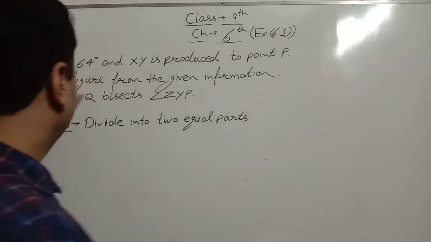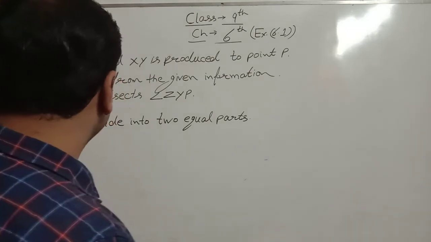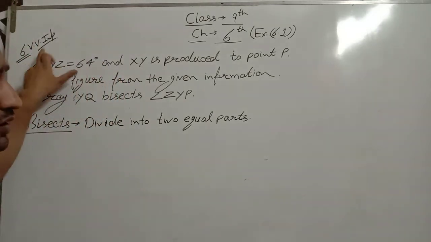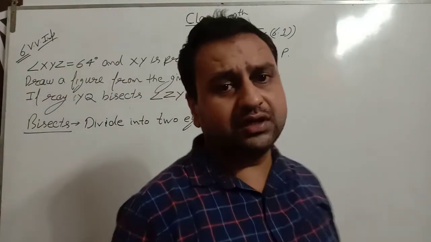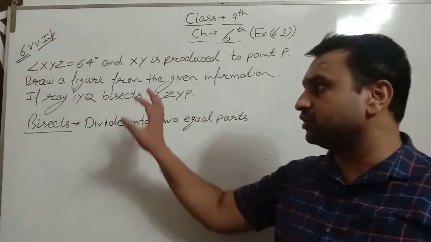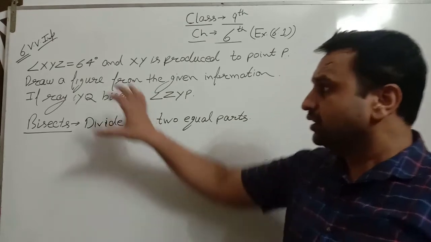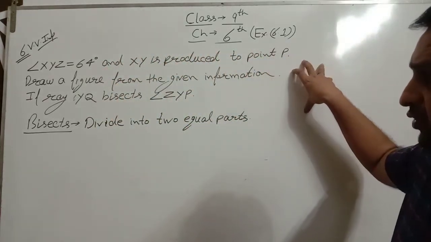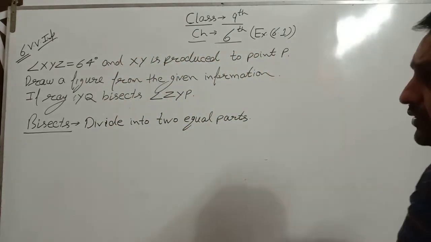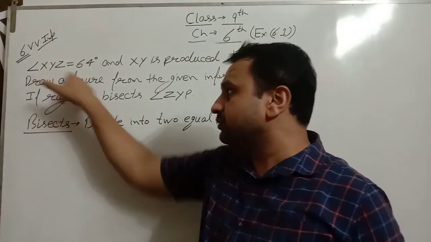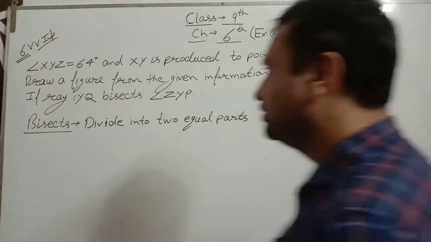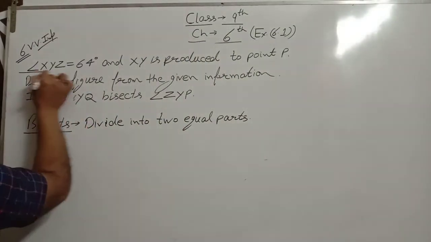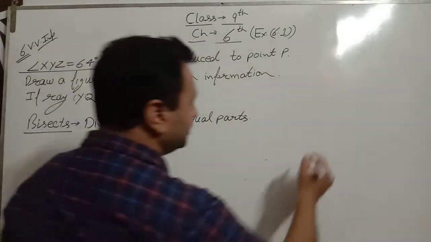Okay students, now we have to do question number 6, which is very important. In the question, the figure is not given, so firstly we have to draw a figure according to the given information. I note down some information of the question to draw the figure. First information, angle XYZ equal to 64 degrees.